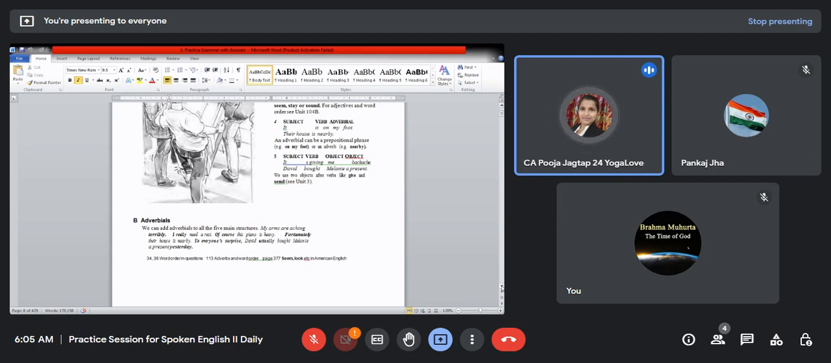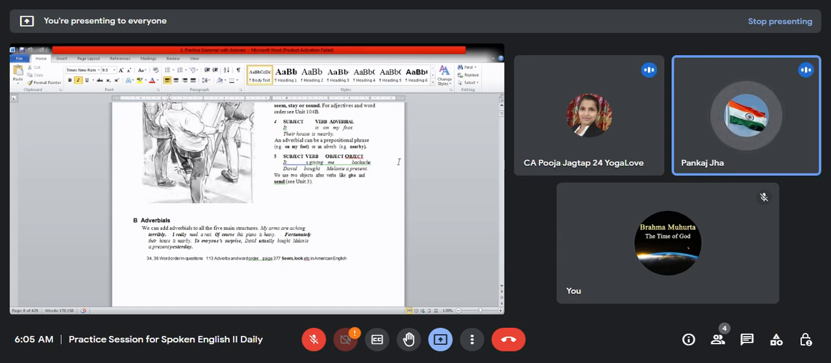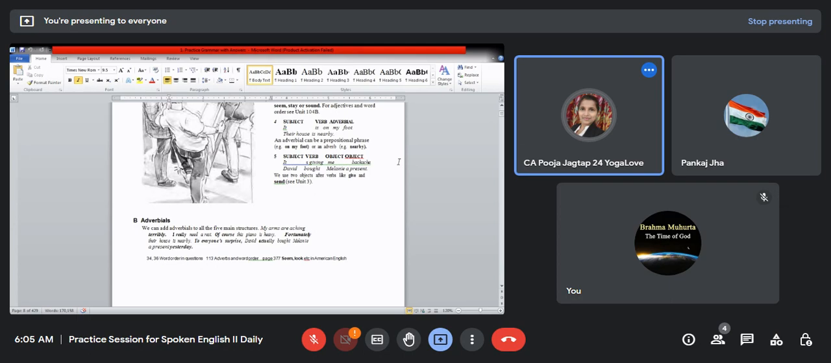Adverbial. Can you pronounce this word, sir? Adverbial. Adverbial, ma'am. In the fourth sentence, adverbial.